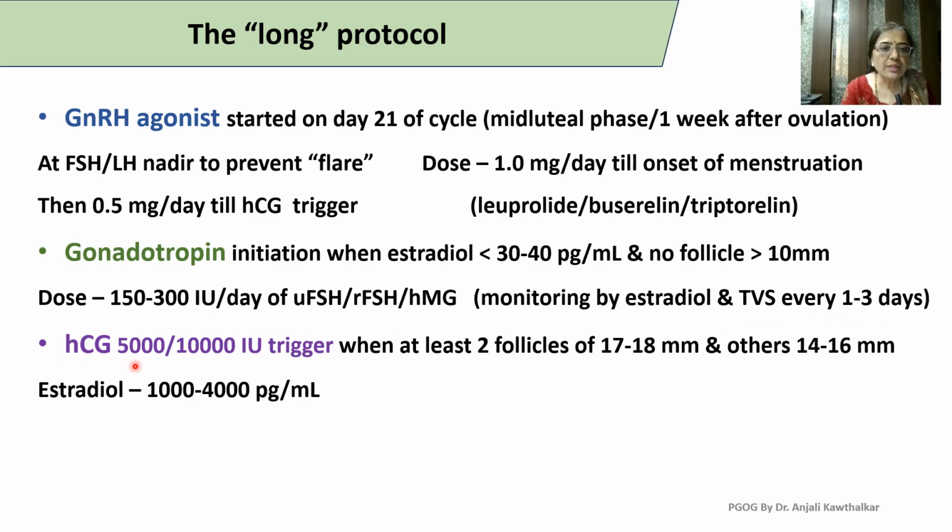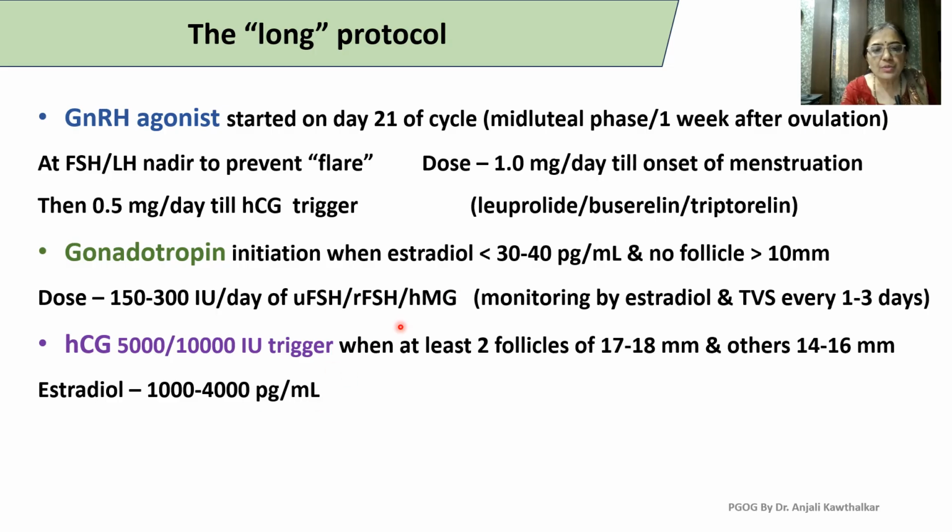Then HCG trigger is given with a dose of 5,000 to 10,000 international units when at least two follicles are present in the ovary which are of the size of 17 to 18 millimeters, and other follicles are of the size of 14 to 16 millimeters, and when estradiol level is in the range of 1000 to 4000 picogram per ml.